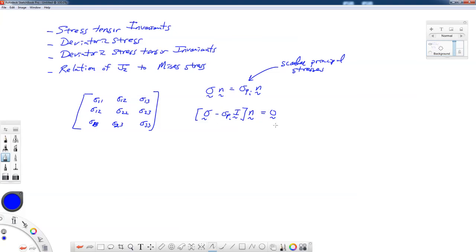Now, there's two ways to make this equation true. Again, this being the 0 vector. Either the n is equal to 0 or the stuff in the brackets is equal to 0. The n we're not allowed to make equal to 0 because that needs to be a unit vector. Okay, so what we're left with then is this term in the brackets equal to 0. And so this must be the 0 tensor.